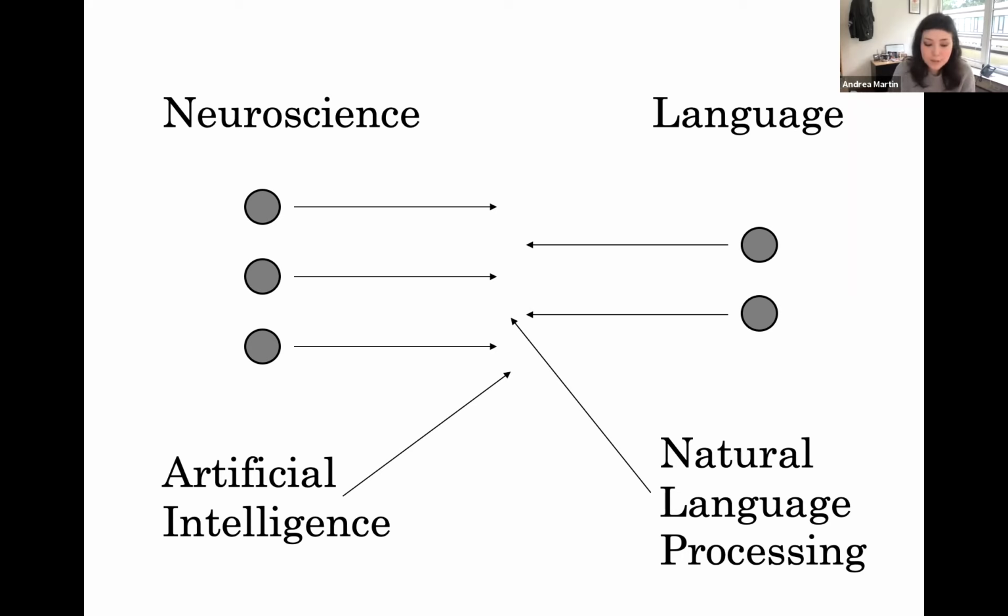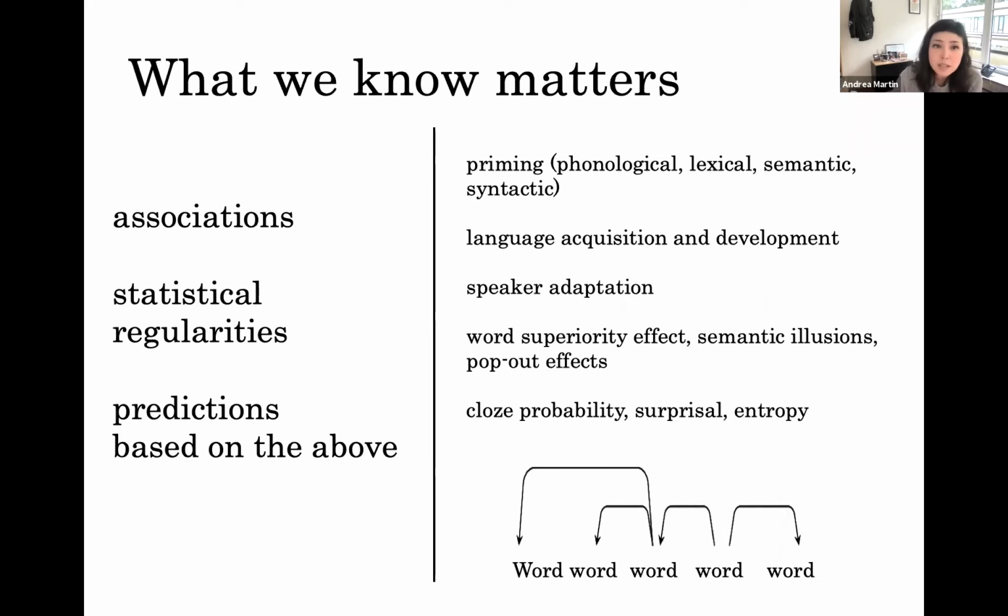But I think, again, we have to sort of go back to the basics and start with what we do know about language. So what we know about language is that what we know matters. We know that associations, statistical regularities, and predictions are important both in language and description of language, and also in the brain. So for example, we know that priming is robust across multiple levels of linguistic representation, that language acquisition and development are exquisitely sensitive to statistical and distributional information.